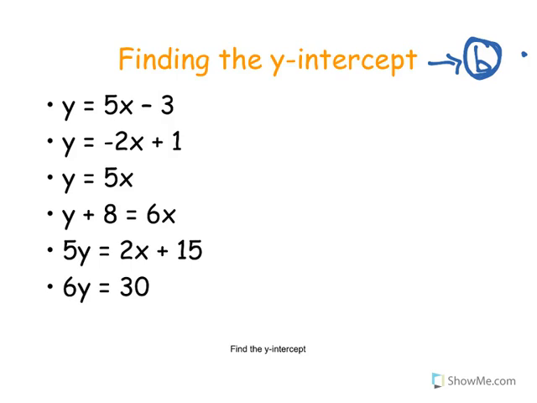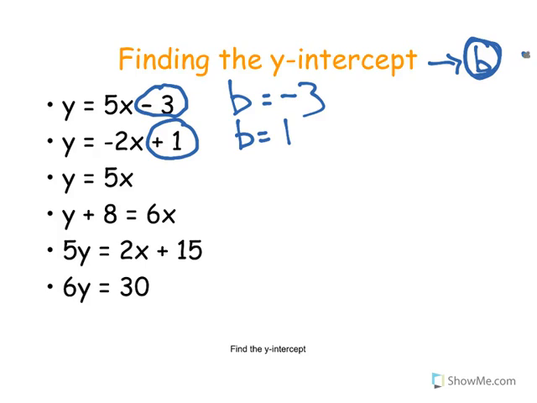So for the first one, y equals 5x minus 3. That seems nice and easy. It's already solved for y. So my y-intercept, which I'm going to refer to as b, is -3. Right? It doesn't get much easier than that. Number 2, actually equally easy. My equation is solved for y. I'm going to say, where's my constant? That's +1. So b is equal to +1.